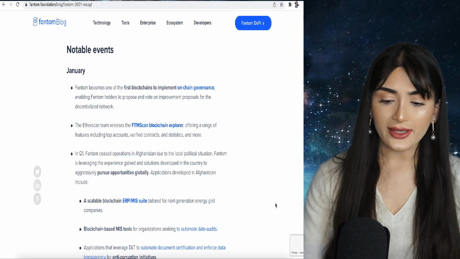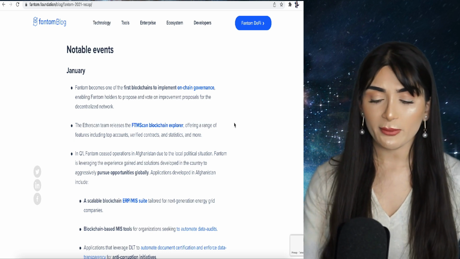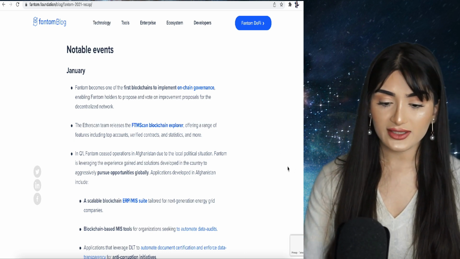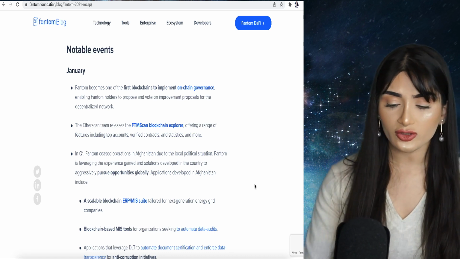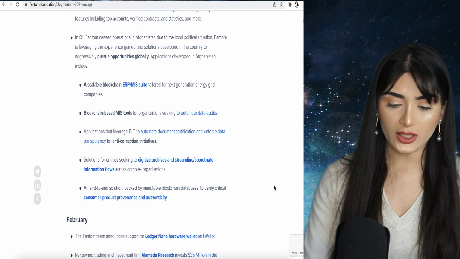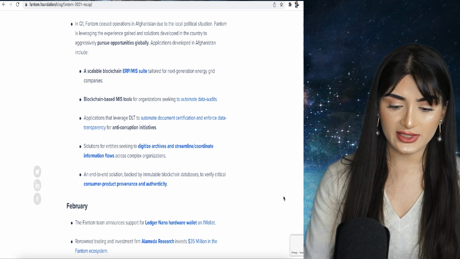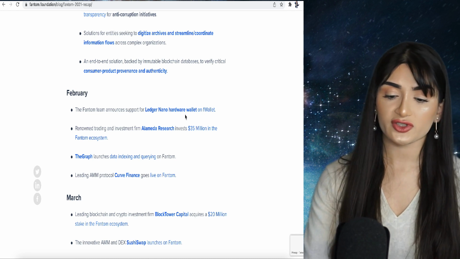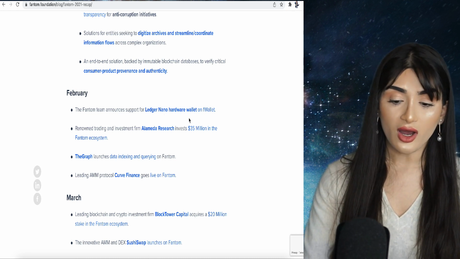So, some notable events. Let's start from January. Fantom was one of the first blockchains to implement on-chain governance. They also released the FantomScan blockchain explorer. This allows us to see top accounts, verified contracts, statistics, that sort of thing. And then they also had a scalable blockchain, so they had the ERP MIS suite and a lot of blockchain development, as you can see. Then in February, they announced support for the Ledger Nano hardware wallet on Fantom, basically their FWallet, which is great because a lot of people have the Ledger hardware wallet.